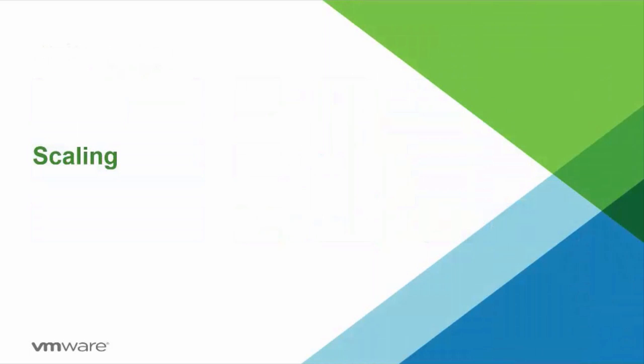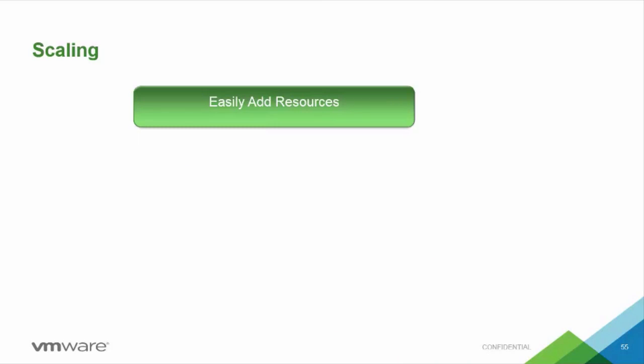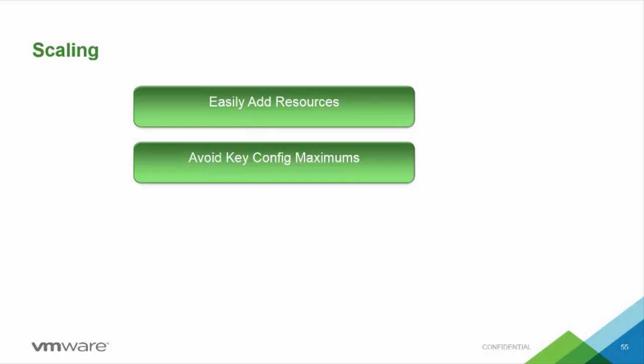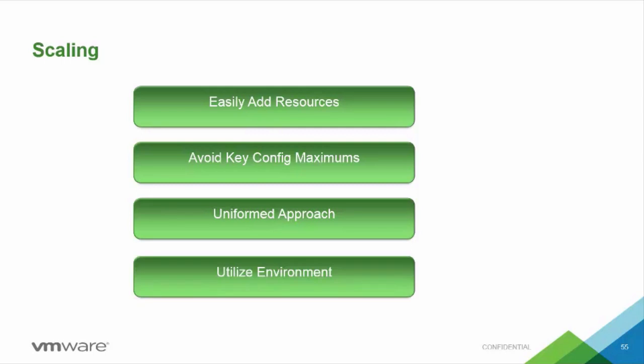So now that we've talked about all our design elements, let's talk a bit about scaling. With our scaling, we want to be able to easily add resources. We want to avoid our key config maximums. We want a uniform approach. Again, this is just going back to our converged versus hyper-converged. So rather than scaling up, we want to scale out. We don't want to keep adding hosts. What we want is to take a design approach and just keep adding that in iterations. And as I've mentioned previously, we want to be able to utilize the environment as much as possible.